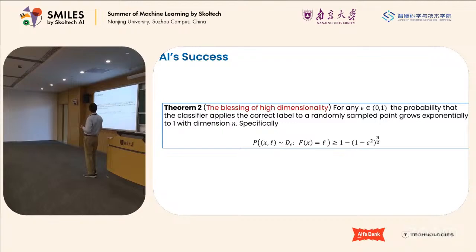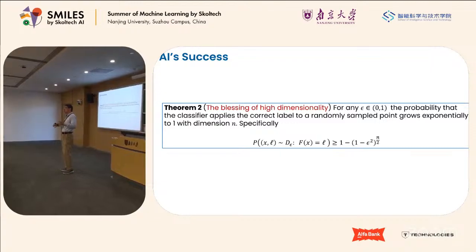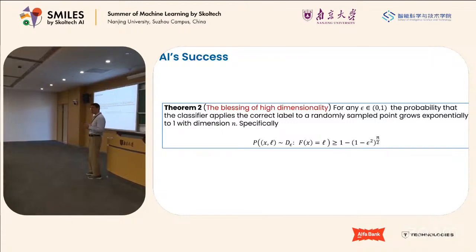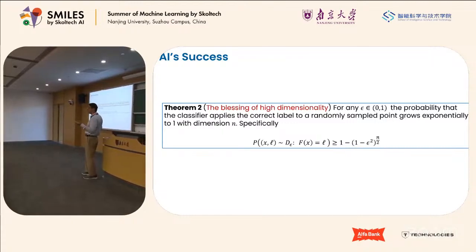So n is the dimension, and 1 minus epsilon squared is, of course, less than 1. When you raise this to, let's say, if you think about the dimension of an image, your typical MNIST image is about 900 something, right? So when you raise a small number to 900 over 2, you have something close to 0, and the probability of getting a correct solution is close to 1. First result, things are good.